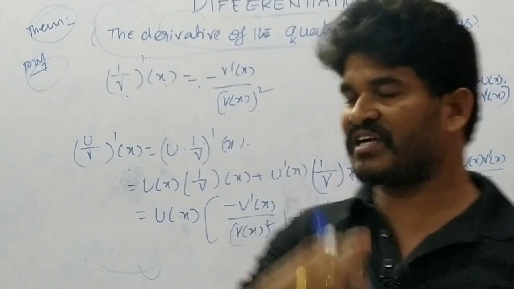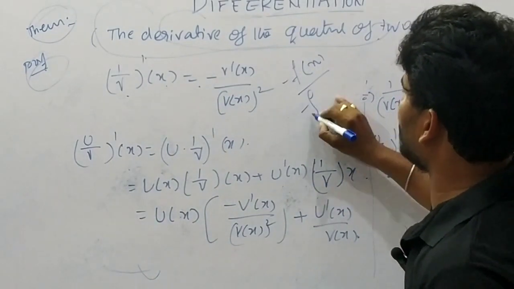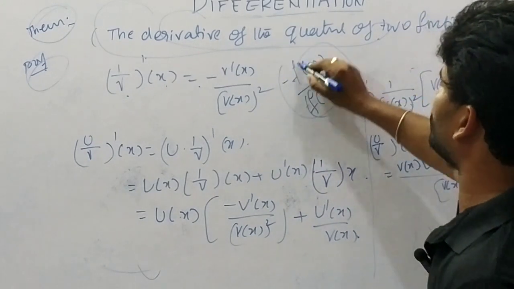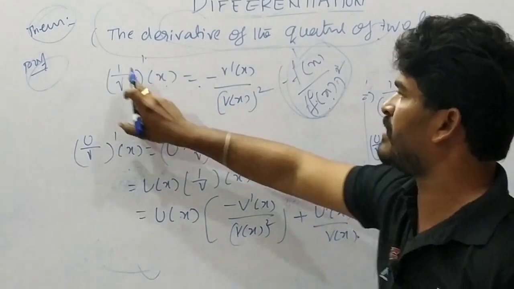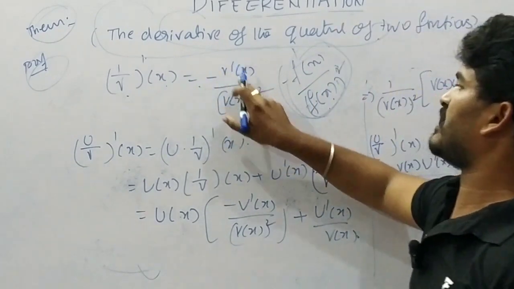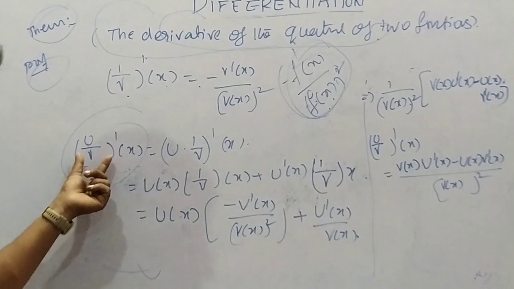Before, you have discussed two functions. This function is minus f dash of x divided by f of x whole square. The same applies here: (1 by v) whole dash of x equal to minus v dash of x divided by v of x whole square. This function is u by v.